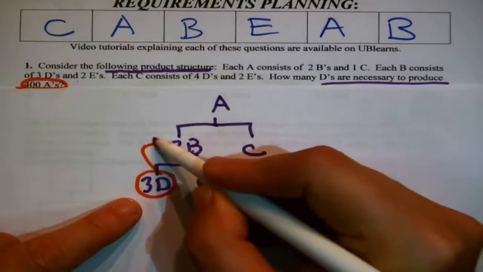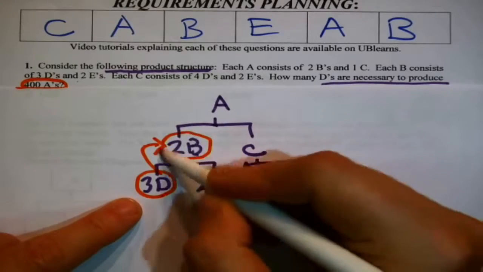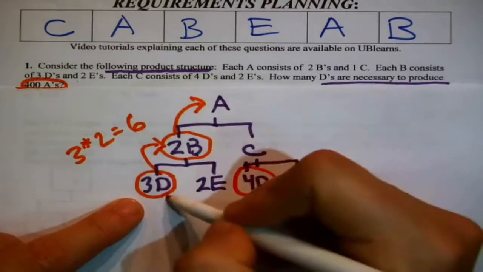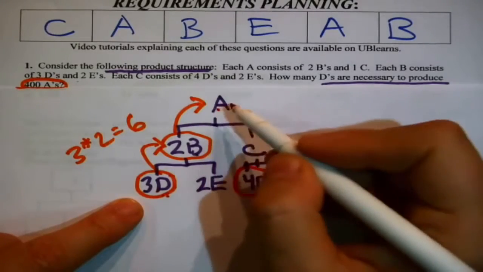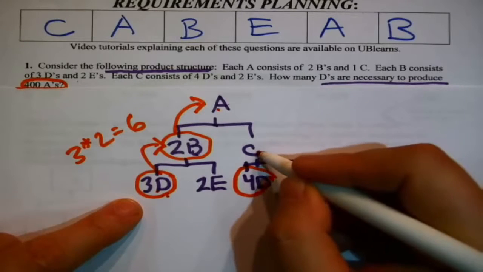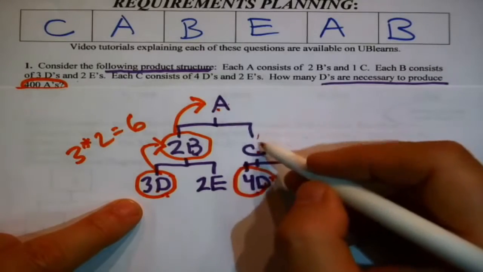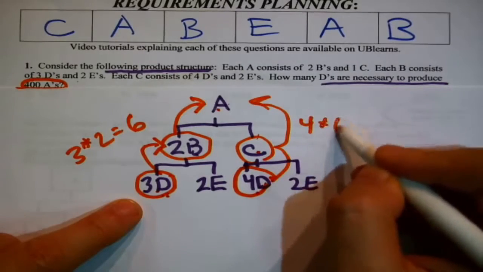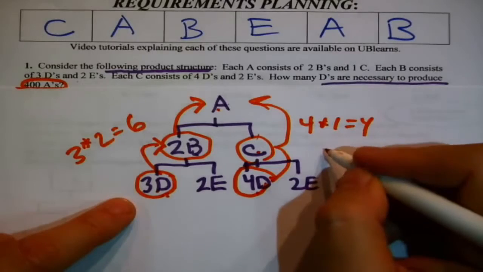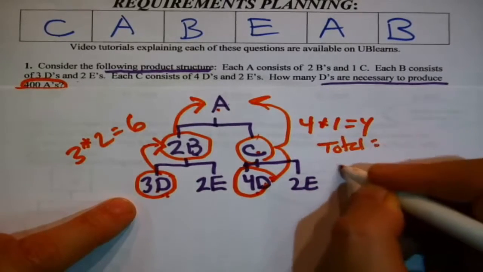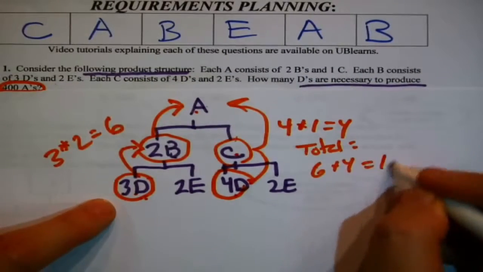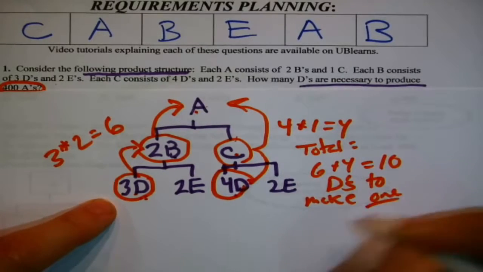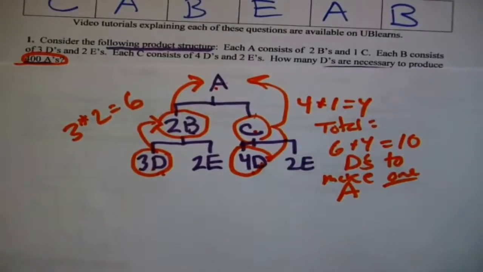You need 3 D's to make a B, and you need 2 B's to make an A. So 3 times 2 is, you need a total of 6 D's from this branch. Here you need 4 D's to make a C, and then that's all you need to make an A. So 4 times 1 is 4. So total, just logic, 6 plus 4 equals 10 D's to make 1 A.